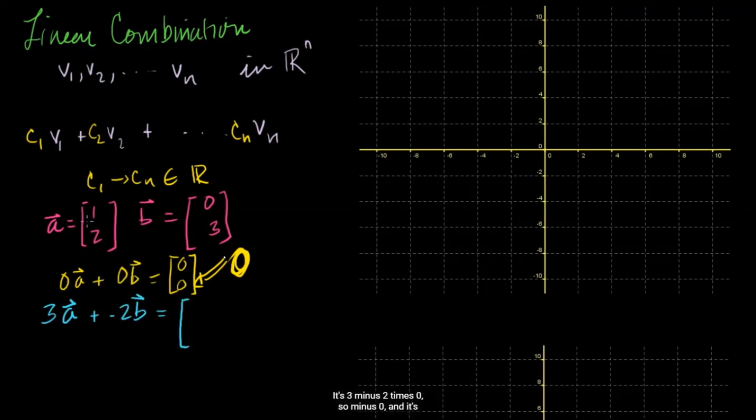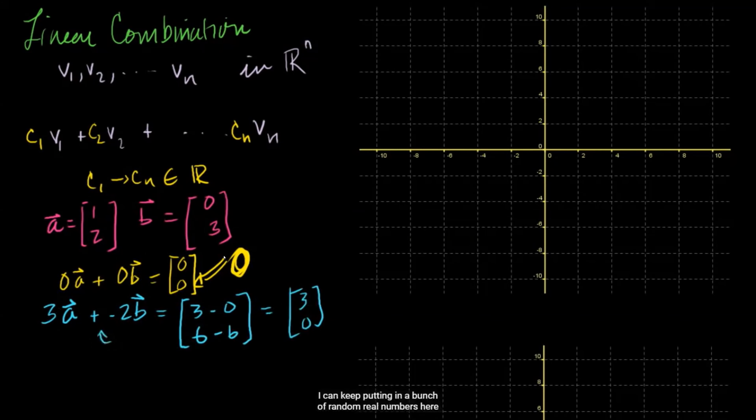Write it out. It's 3 minus 2 times 0. So minus 0. And it's 3 times 2 is 6, 6 minus 2 times 3. So minus 6. So it's the vector 3, 0. This is a linear combination of A and B.